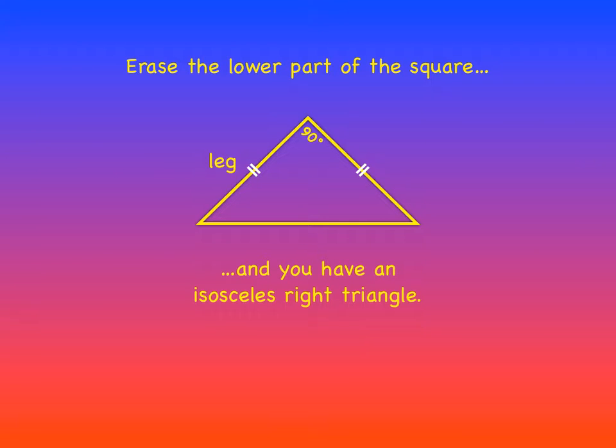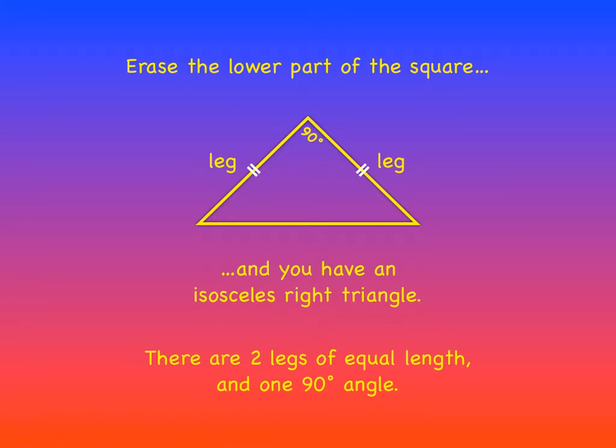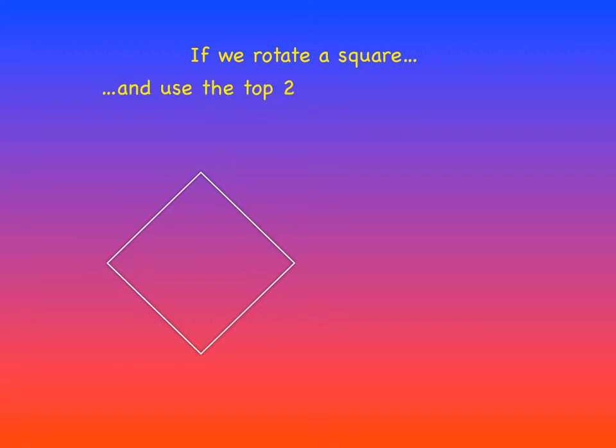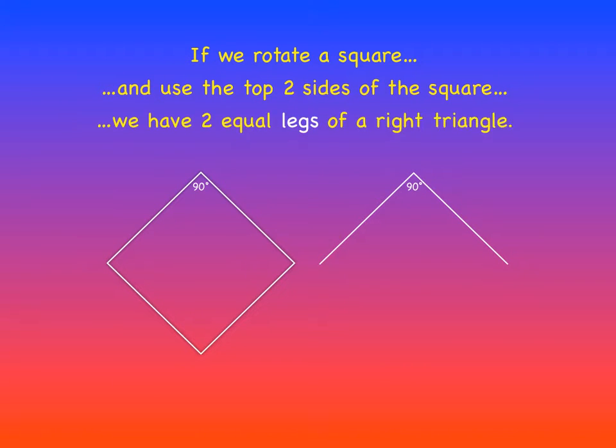There's one leg, there's the other leg, and they are of equal length. Two legs of equal length and one 90-degree angle. If we rotate a square and use the top two sides of the square, we have two equal legs of a right triangle.